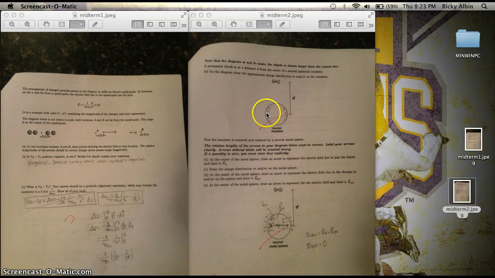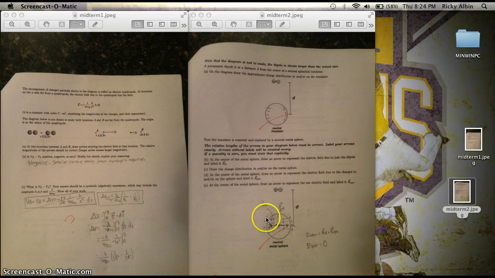So here I just put the charges on the inside of the ball, opposite to this dipole here. Since the dipole has negative on the right, I got the negative on the left, and positive on the left, I got the positive on the right. Approximate charge distribution, yeah.